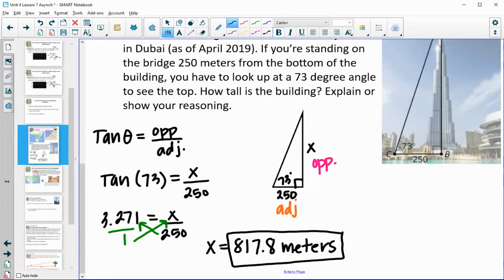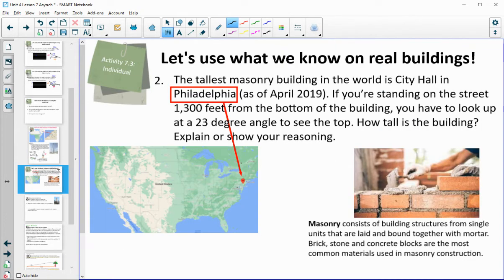So let's take a look at the tallest masonry building. Okay, so a masonry building. So if you look here, masonry, it just consists of building structures from brick and mortar, okay, or concrete blocks or stone. So brick in this case, okay. So the tallest masonry building is in Philadelphia. Okay, so Philadelphia, Pennsylvania in the United States, located here.